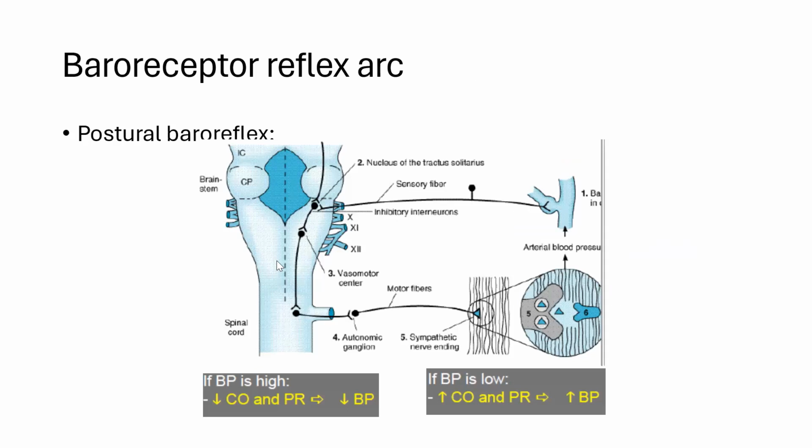Now the baroreceptor reflex arc: as we see in this picture, when blood pressure is high, the baroreceptors try to reduce cardiac output, CO, as well as peripheral vascular resistance. Then BP becomes low. I am talking about the normal mechanistic pathway. This process works vice versa: if BP is low, then cardiac output and peripheral resistance go higher, and then BP becomes high.